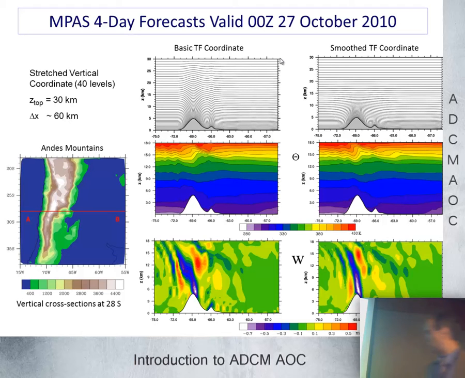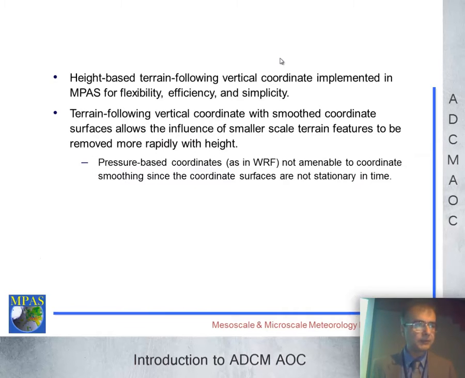And that's the vertical velocity, so these are just the mountain-forced gravity waves. This is a stationary set of gravity waves. So the height-based terrain-following vertical coordinate is implemented in MPAS with flexibility, efficiency, and simplicity.